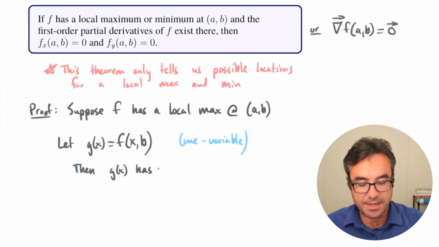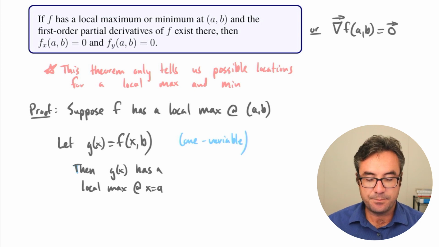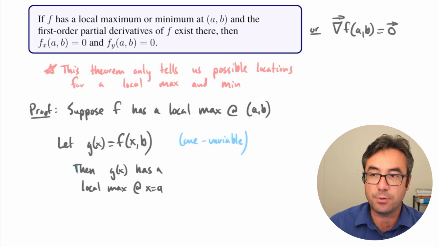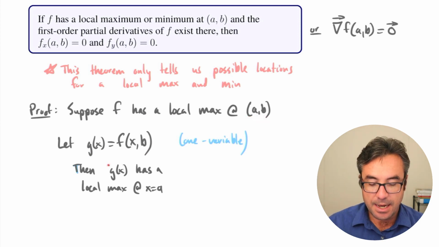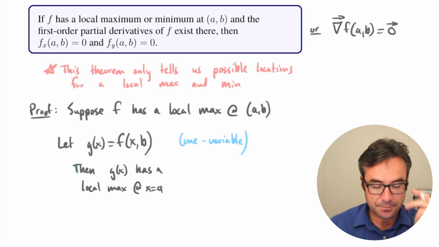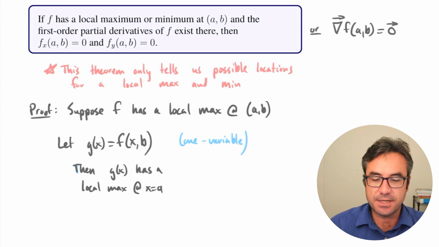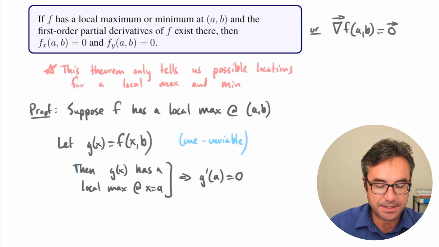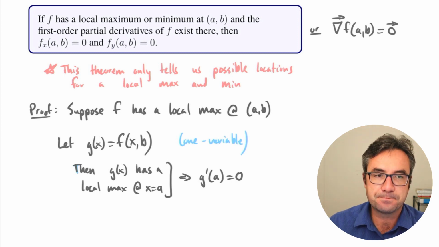So g of x has a local max at x equals a. This is a one variable function, and we know that our original function f has a max in all directions at that point. So in particular, if we look at just the x direction, it has to be a local max there. And if a one variable function has a local max, that means the derivative at that point has to be equal to 0. We have a critical number.